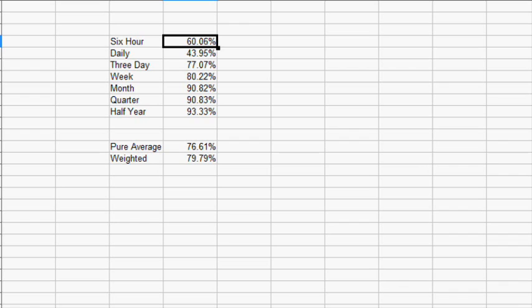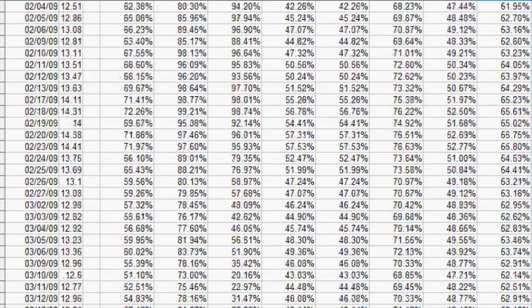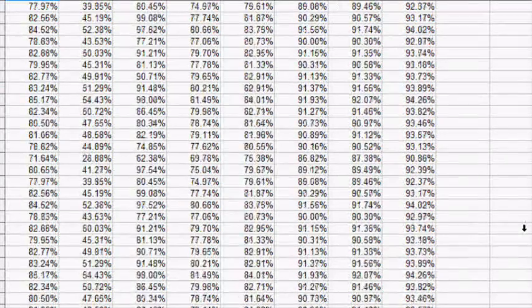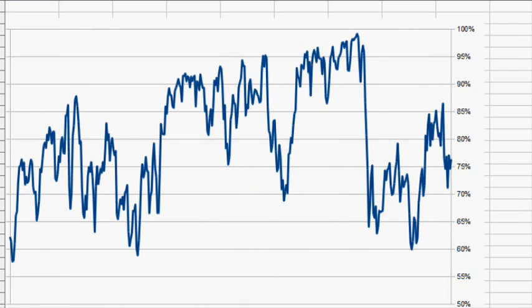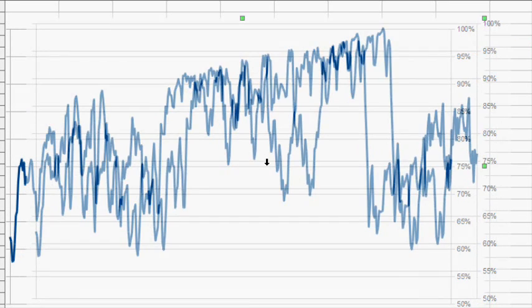Okay, so we're going to take a look at some previous dates, because I can bring this back to the fall of 2008. And this is what we have. We have the daily time frame, the 6 hour, the 3 day, the weekly, the monthly, the quarter, and the half year. And we'll put this in a chart format. We'll take a look at the average, which is right in here. This is the average of silver going back from that time frame in 2008.